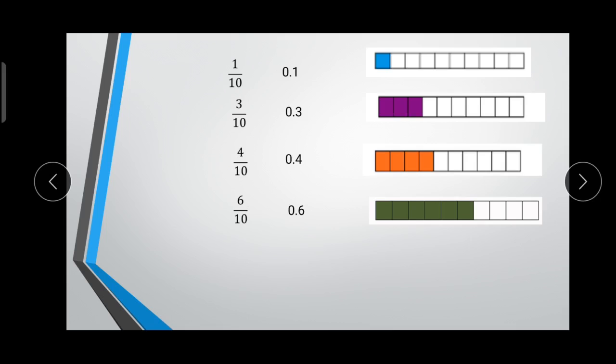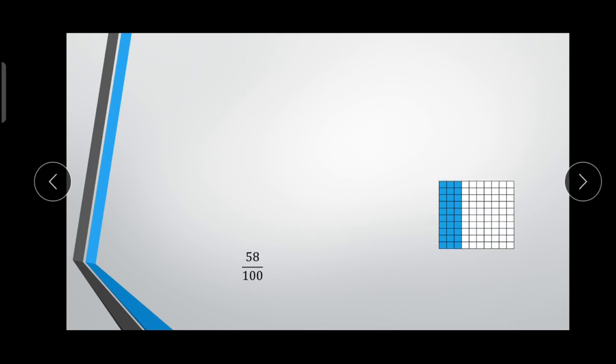Children, what you have seen above, we call it tenths. Tenths. This is not tens, this is tenths, because all these decimal place names end with TH-S. Clear children? Now, let me show you the next interesting one.